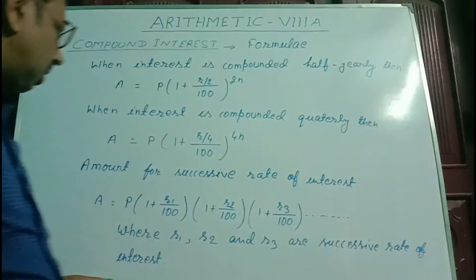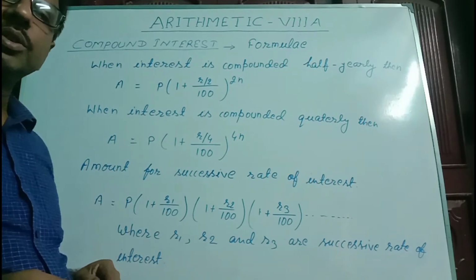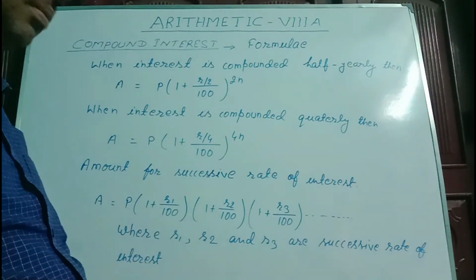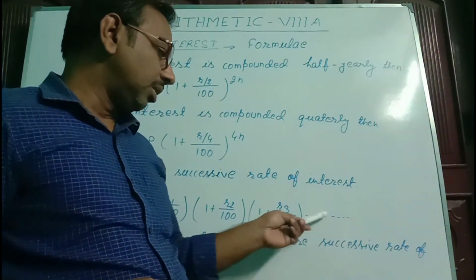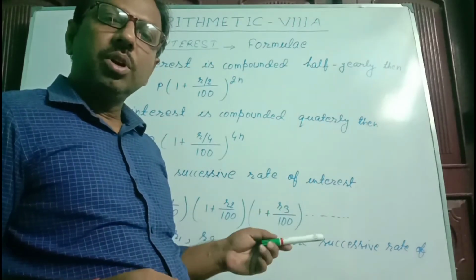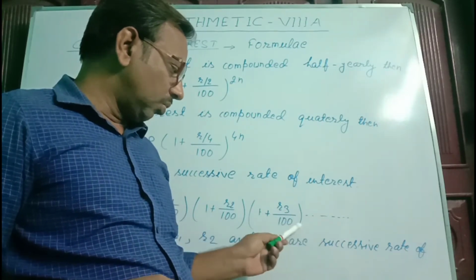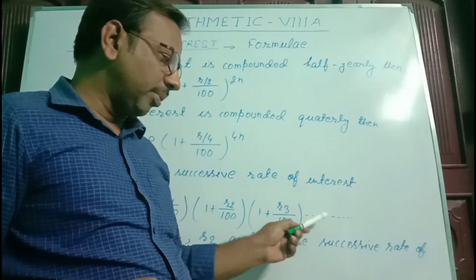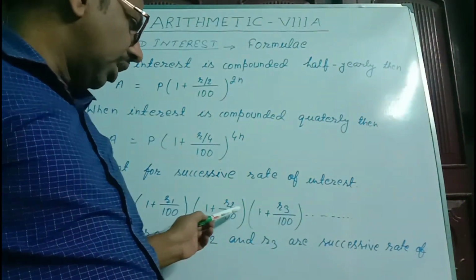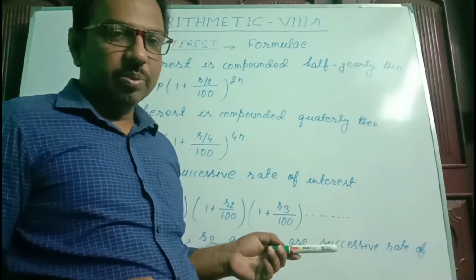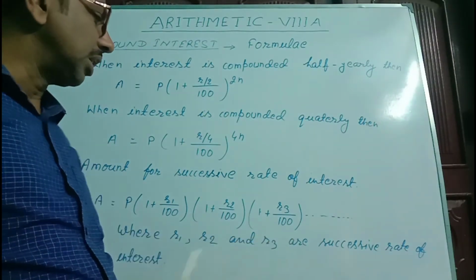The formula to calculate amount for successive rates of interest is A equals P into 1 plus R1 by 100 into 1 plus R2 by 100 into 1 plus R3 by 100 and so on. The dots are given because if you have more rates of interest for other years, you can keep more factors, 1 plus R4 by 100 into 1 plus R5 by 100. This depends on the rate of interest and the number of years. In this, R1, R2, R3 are the successive rates of interest.